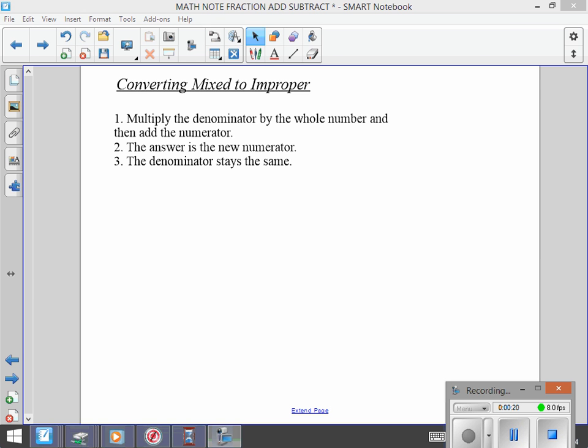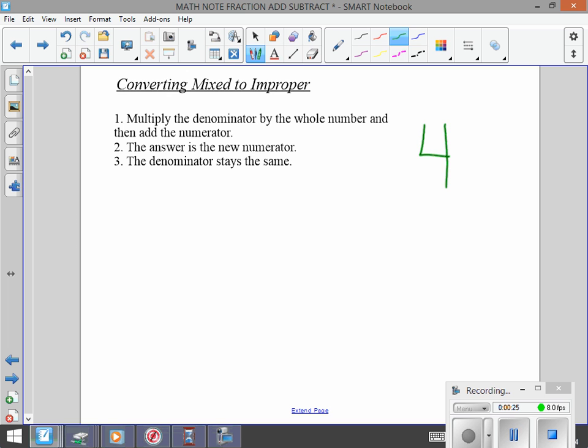Anyhow, converting mixed to improper, first you have to know that a mixed fraction is something with a whole number and a fraction put together. So I'm going to use the example 4 and 1/3. Now if we look at the steps here, and it's the same as in your note, the first thing we're going to do is multiply the denominator by the whole number and then add the numerator.